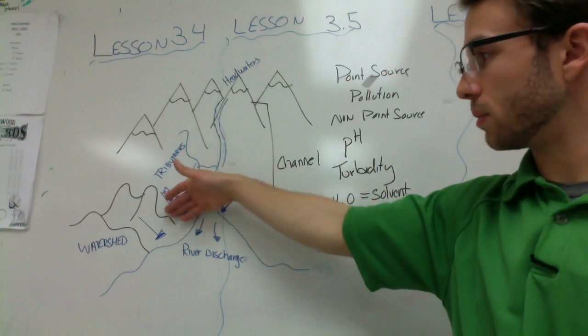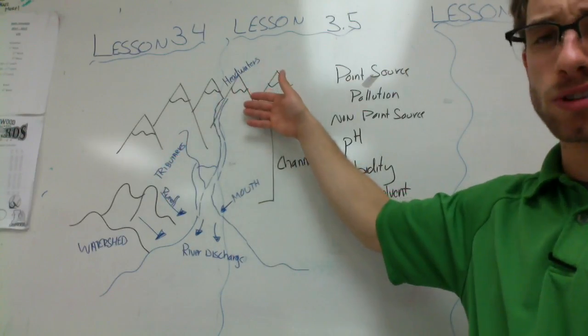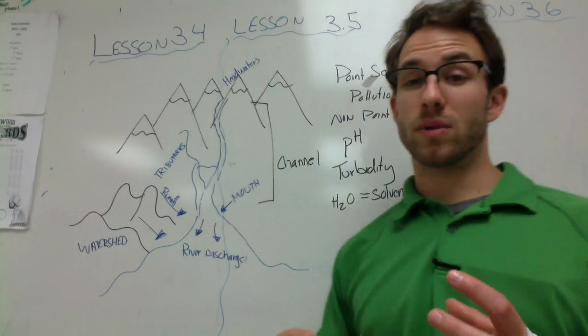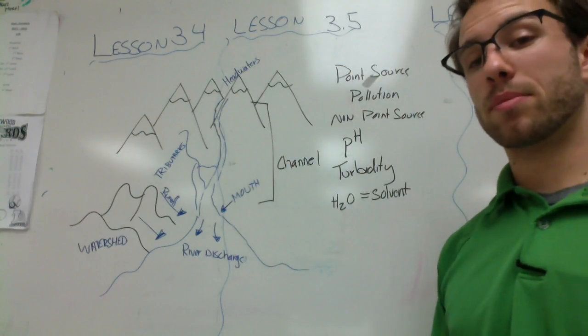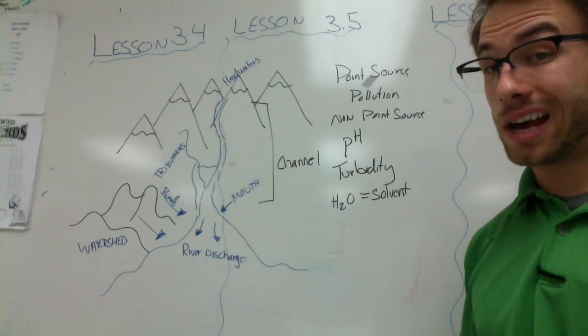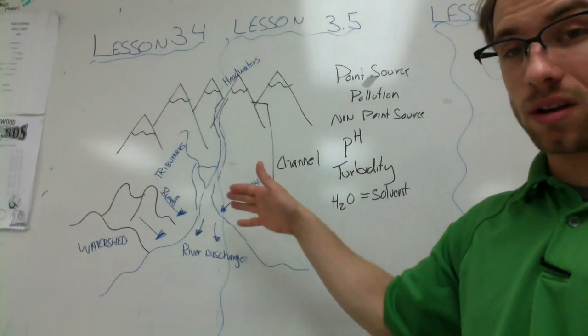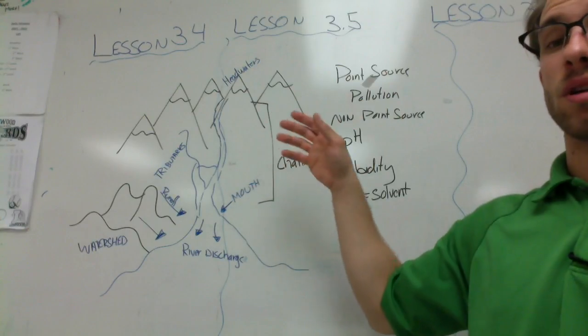So the runoff could be polluted, the tributaries could be polluted, the headwaters could be the source. A plant in the mountains could be a source. So knowing the channel, we can trace back and track where that pollution is coming from. Either way, we're still focusing on where the water is, how did it get there, and why is it doing what it's doing.